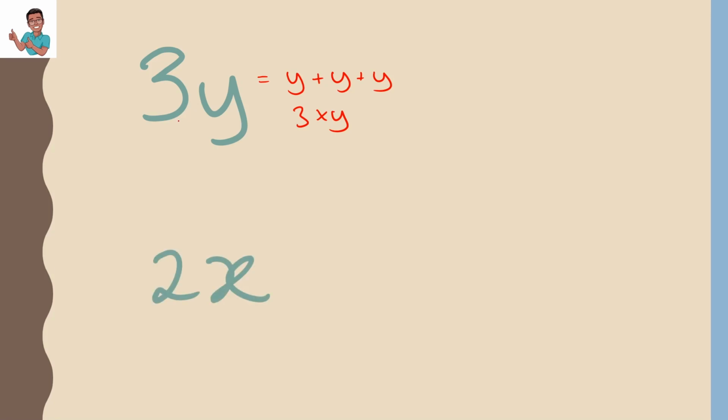So the same goes for this, 2x. We have 2 x's. And we can also write this as 2 times by x. Here we have a to the power of 2. This would be like writing a times by a.